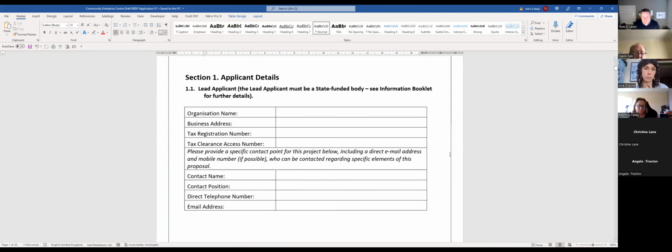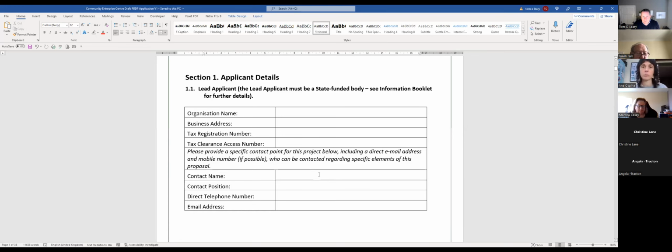So again, applicant details, very straightforward. Tax registration number, a lot of groups have no idea what their tax number is. They ring the accountant who gets back to them. They don't know what their tax clearance access number is. So again, every project, every group has to have a tax clearance access number, TCAN number. Have that on file somewhere, write it down so you can just type it in. You don't have to worry about trying to find it.